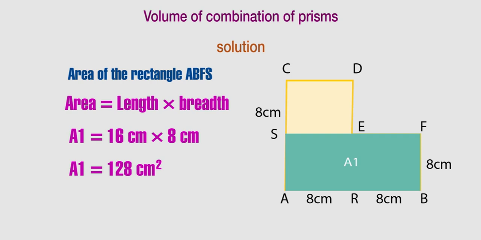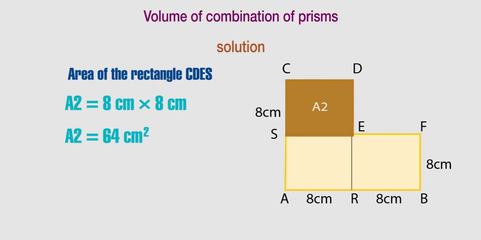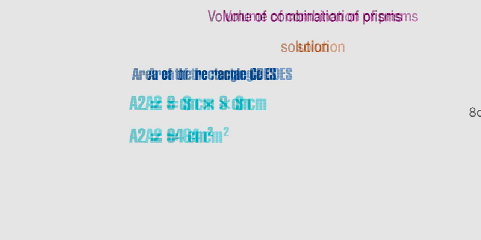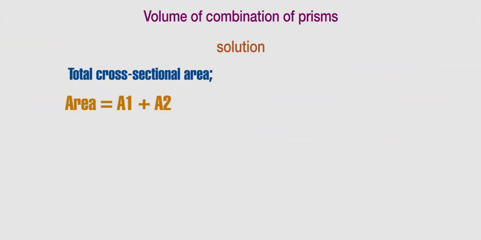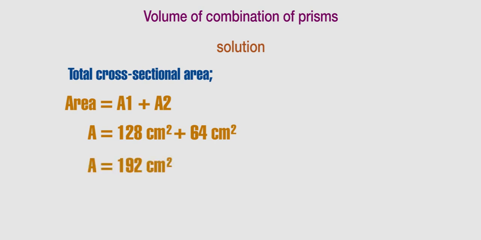We find the area of the square CDES, and that is 8 centimeters times 8 centimeters. And that gives us 64 centimeters squared. Now we find the total cross-sectional area, which is A1 plus A2. So we have the area equals 128 centimeters squared plus 64 centimeters squared. And that gives us an area of 192 centimeters squared.